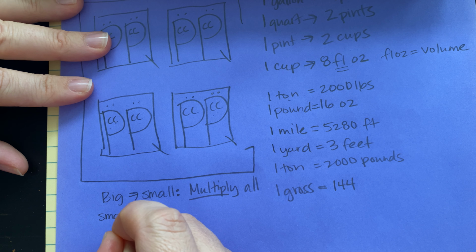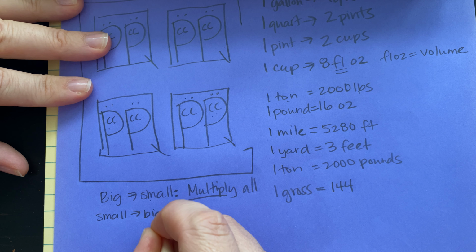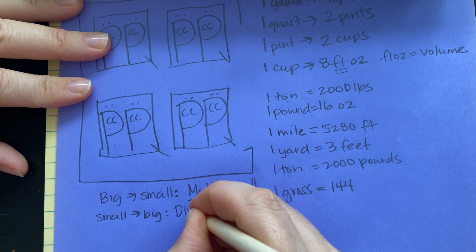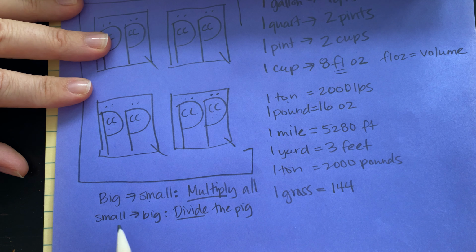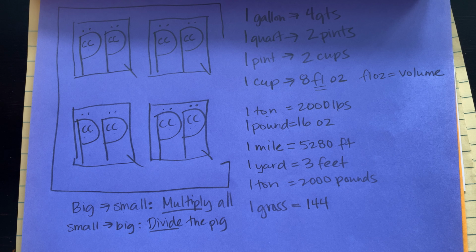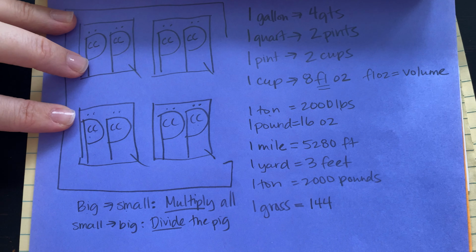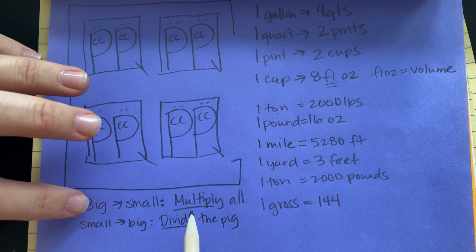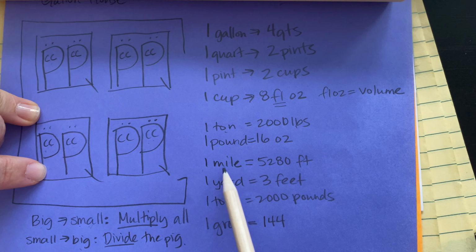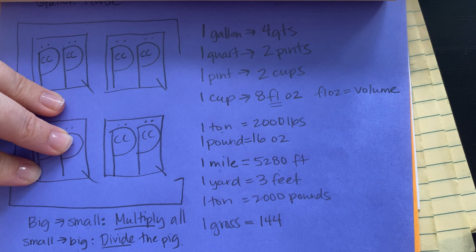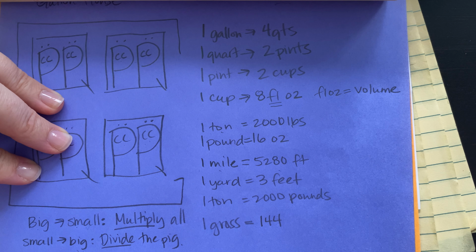Small to big, divide the pig. The pig is just for rhyming purposes. There is no pig involved in this situation. So big to small, multiply all. Small to big, divide the pig. So big to small could be like 1 mile to feet. Small to big could be inches to feet, or cups to gallons. Those are all smaller units of measurement going to a larger unit of measurement.